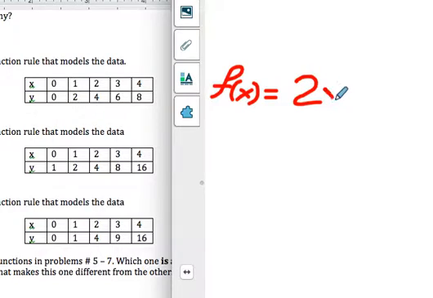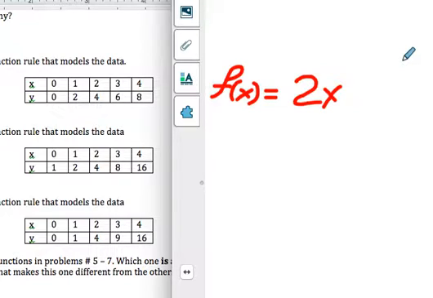And just to make sure, let's go ahead and plug those values in and see if that works. So when x is 0, y is going to be 0 times 2, which is 0. When x is 1, f of 1 is going to be 2 times 1 is 2. And if x is 2, it's going to be 2 times 2 is 4. And so this one does appear to be the correct function rule for that first problem. Now look at the second one.